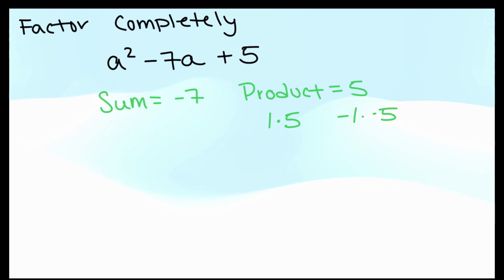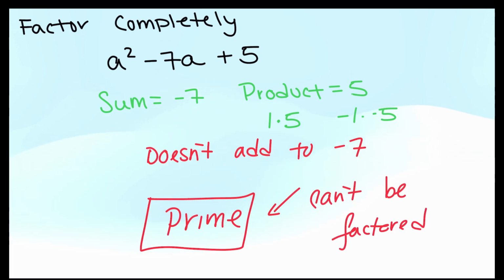But negative 1 and negative 5 is negative 6. That doesn't add up to negative 7. There's no other possibilities. And so that means this polynomial can't be factored. It's not possible to factor every single polynomial. We say that this polynomial is prime, just like a prime number can't be factored.